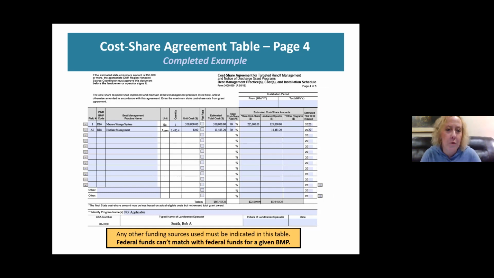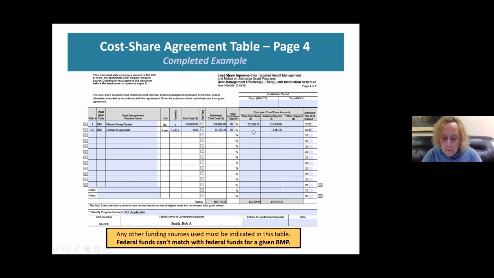Okay, so walking through, you can see a completed example. This particular cost share agreement has manure storage and nutrient management. Again, with the field number, the associated BMP code that we use for tracking purposes in our grant data system, the units, the quantity that are expected or planned to be installed, the actual unit cost, and then therefore the total cost, the cost share percentage, and the state cost share amount, and then the landowner operator share.